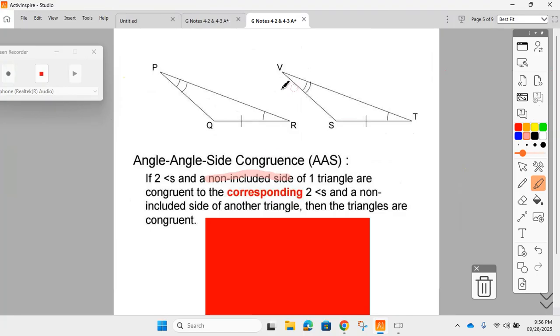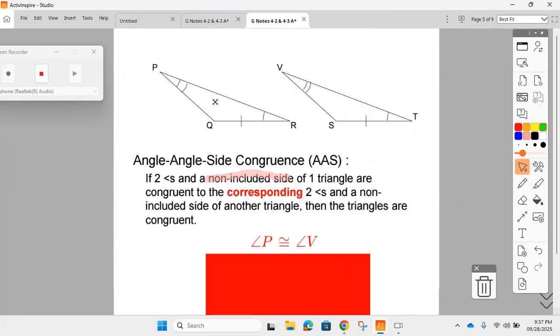So two hashes tells me these two angles are congruent. One hash tells me that these two angles are congruent. One dash tells me these two corresponding sides of these two different triangles are congruent. We should be able to see, so the included side would be here or here, right? So two angles, but it's a non-included side. It's not in between the two angles. It's at the end, right? It's in that order. Angle, angle, side. Okay?